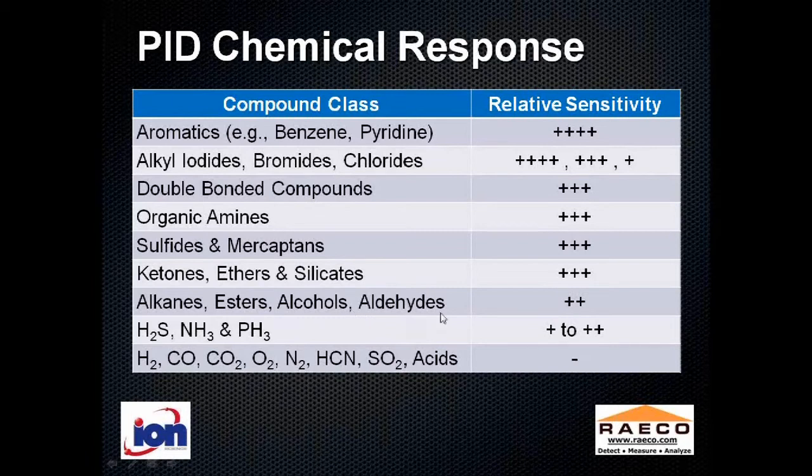Alcohols, glycols, aldehydes used in manufacturing. Those are less sensitive but can be detected. Some inorganic compounds like hydrogen sulfide, ammonia, phosphine have weak sensitivity but can be detected. The compounds that are not detectable are small inorganic molecules like hydrogen, carbon monoxide, CO2, oxygen, nitrogen, cyanides, acids. The things that are present in air, of course, you don't want air to respond, or you couldn't measure the VOCs selectively. You don't want to have a huge interference by the air, oxygen, nitrogen, or you wouldn't be able to see anything that's toxic.